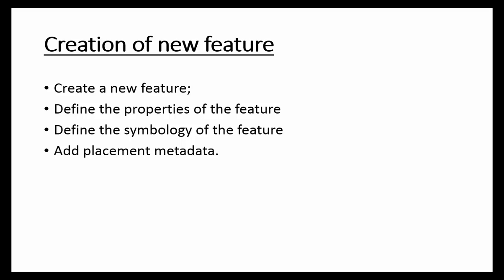A primary feature exists as an independent feature without any relationship with any other feature in the Bentley Map session, whereas a subfeature has a parent relationship with another feature.